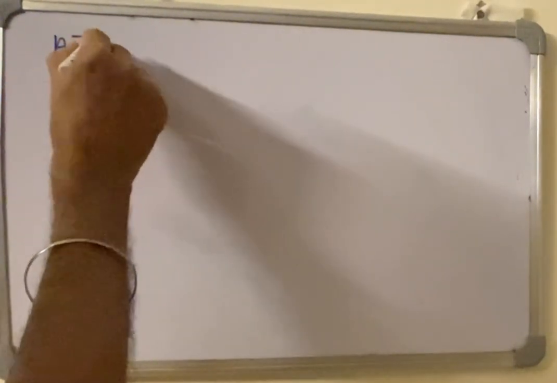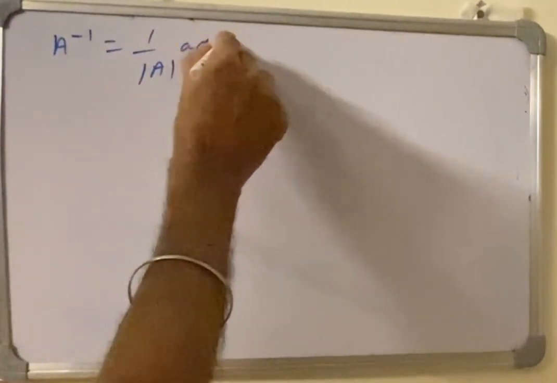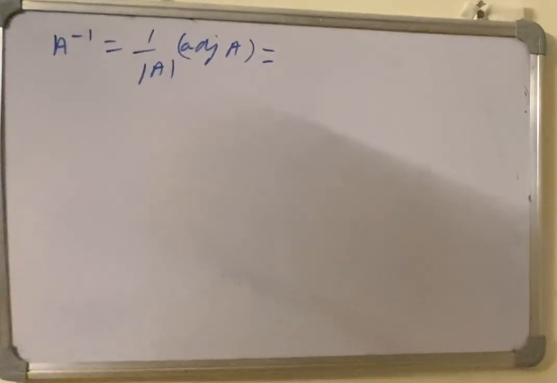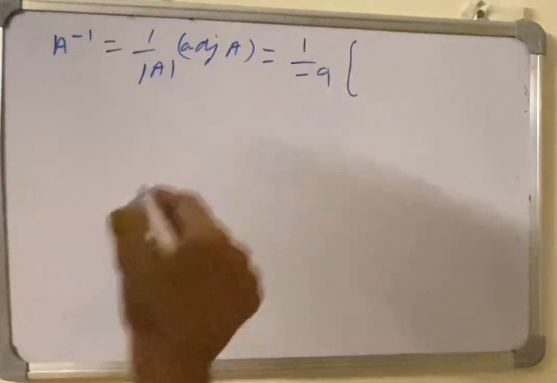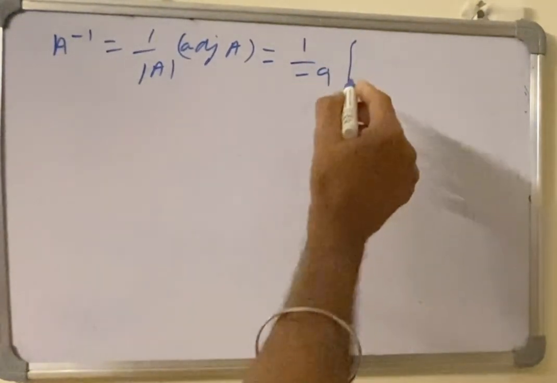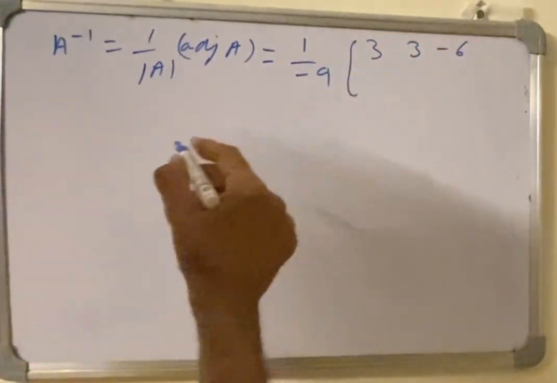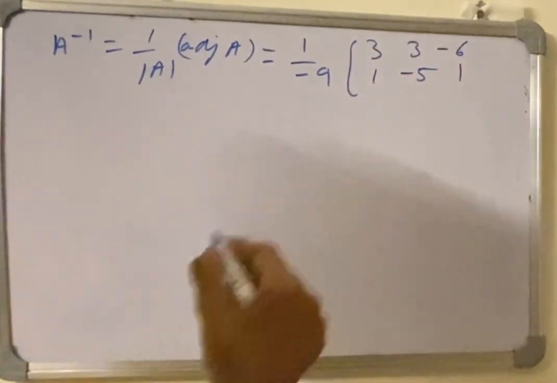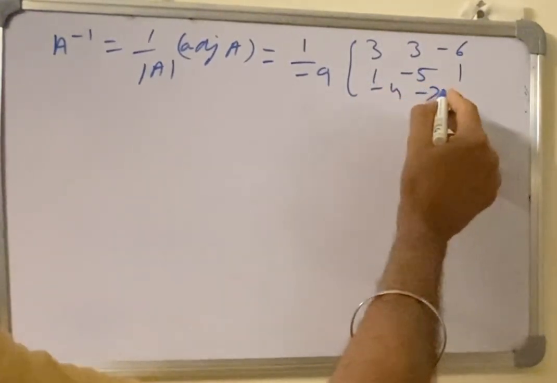Then A inverse is equal to 1 over determinant A into adjoint of A, therefore is equal to 1 over minus 9 into 3, 3, minus 6, then 1, minus 5, 1, then minus 4, minus 7, 5.